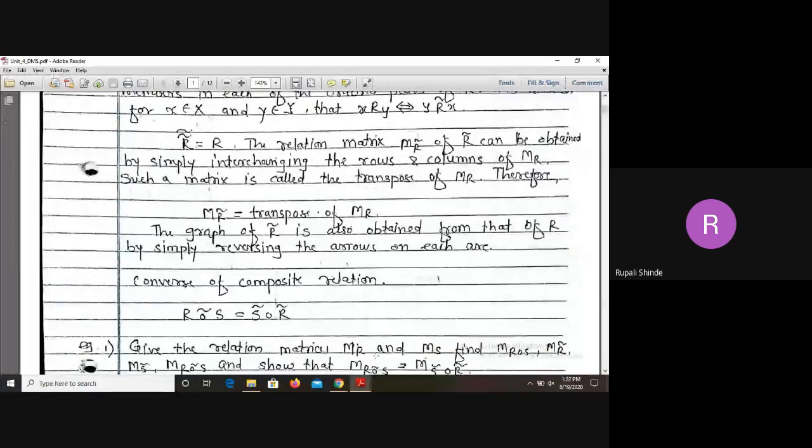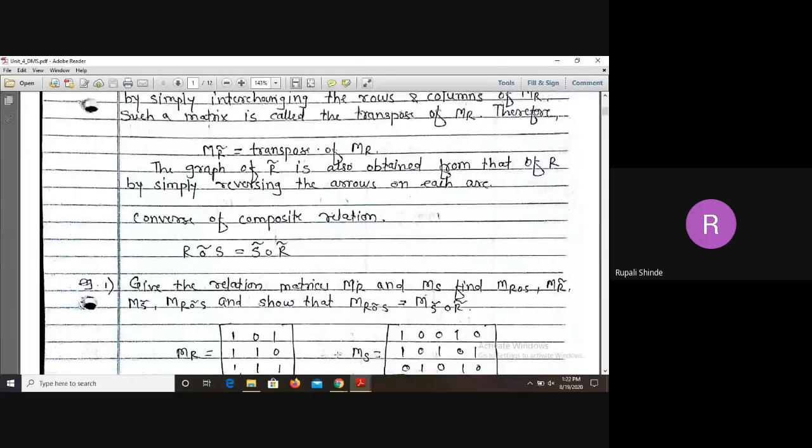Okay, so now we are going to solve some examples. Question number 1. Given the relation matrices MR and MS, find MR converse, MS converse, and MR composition S converse, and show that. So now here we have to prove this formula. The matrix for (R composition S) converse is equal to matrix for S converse composition R converse.